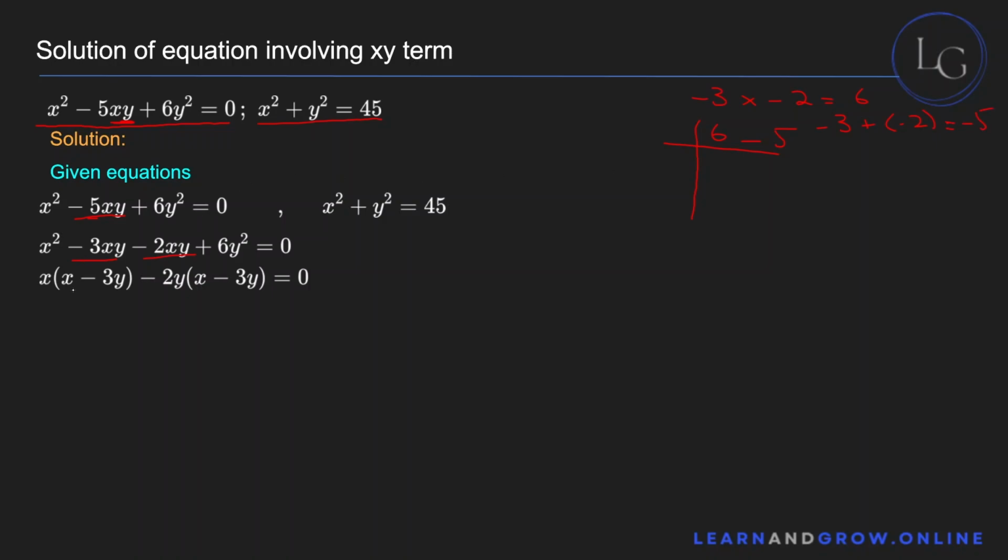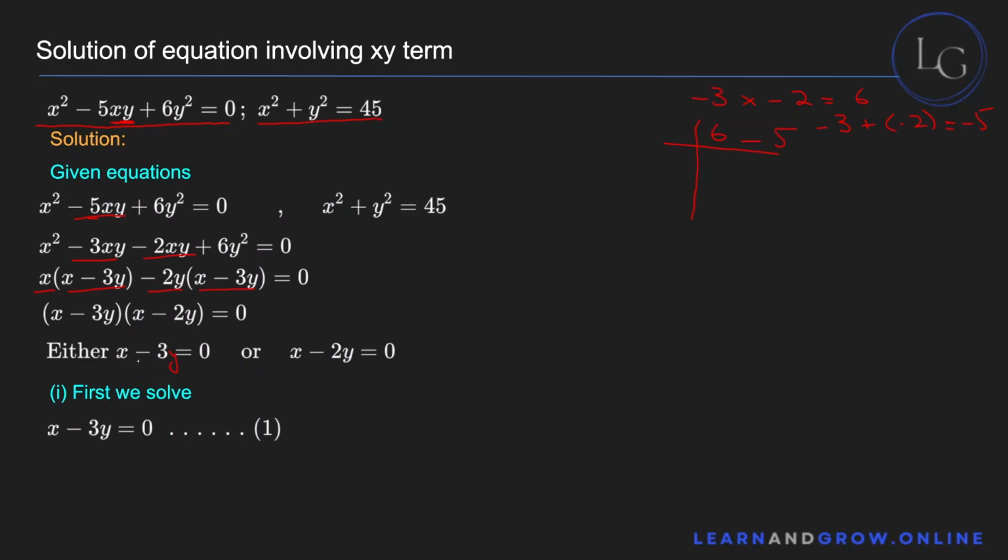And upon factorization, this is one factor, x minus 3y, and the second factor is x minus 2y. So this is now factorized. So either x minus 3y is equal to 0, or x minus 2y is equal to 0, or both of them are 0. So we equate them to 0. And so first you'll solve this linear equation. Now you get two linear equations over here, so you'll have to do further calculation. This is why this question is lengthy.